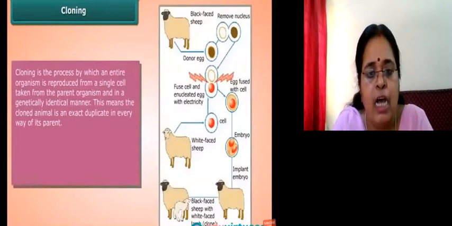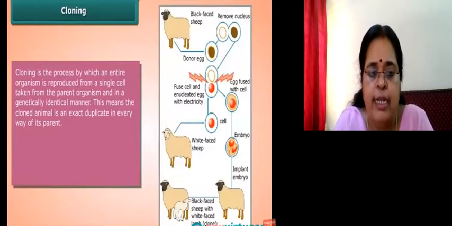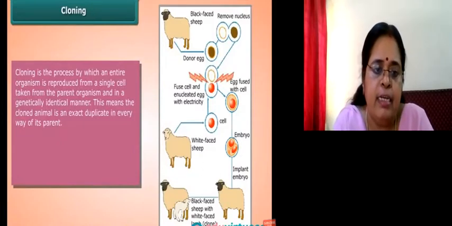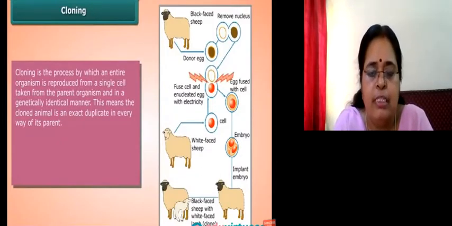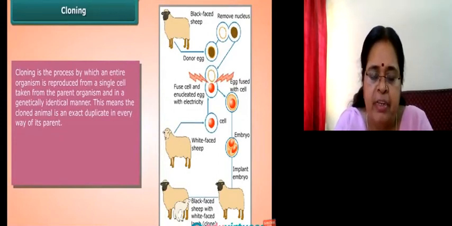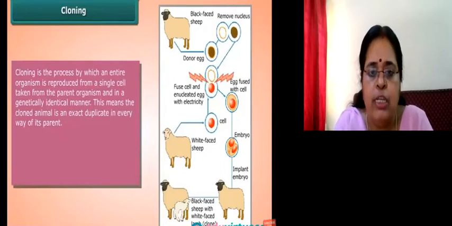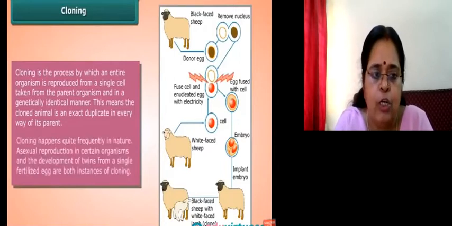Now we go over to the last topic of this chapter, that is cloning. What is cloning? It is a process by which an entire organism is reproduced from a single cell taken from the parent, and in a genetically identical manner, organisms are formed. This means that the cloned copy is an exact duplicate in every way of its parent. You might have heard about Dolly the sheep that was made as a clone.